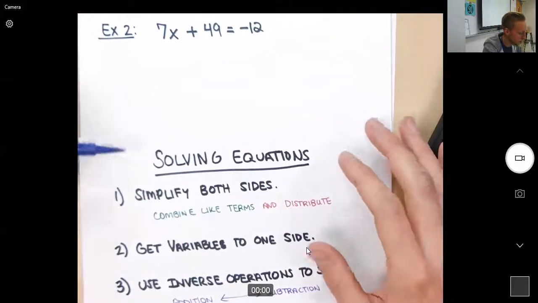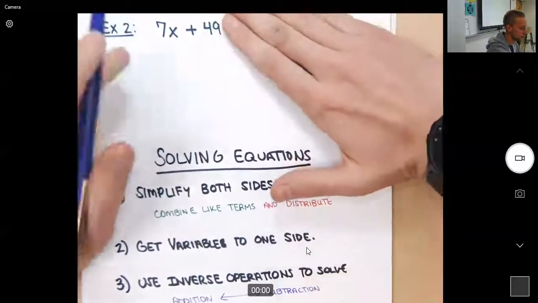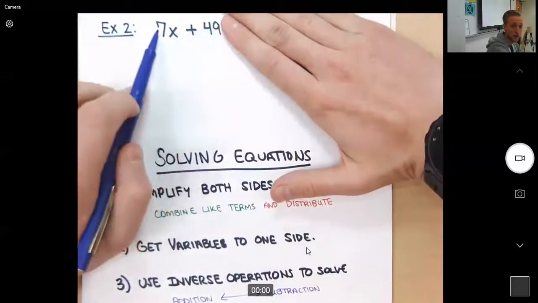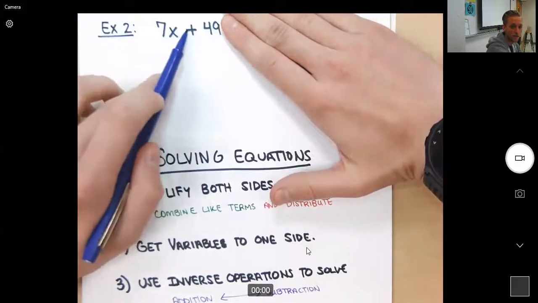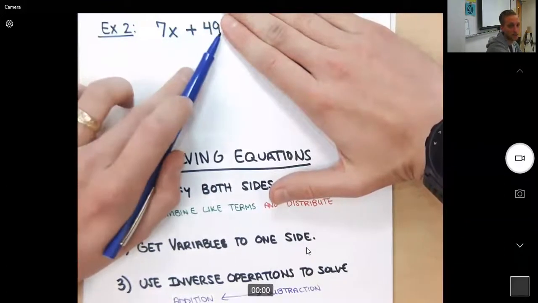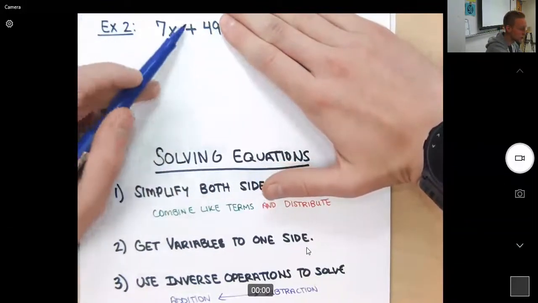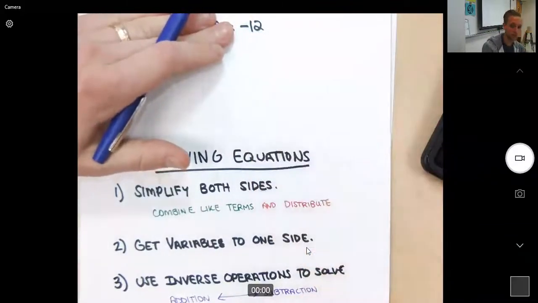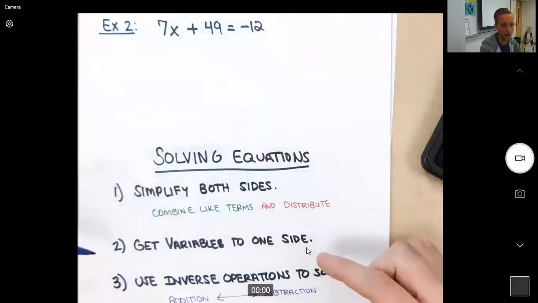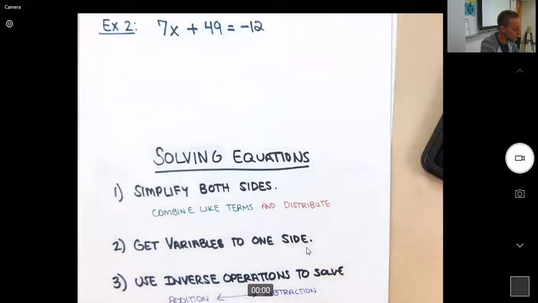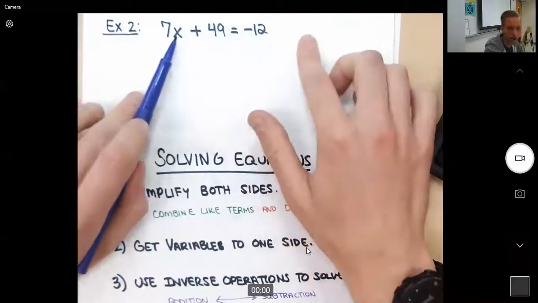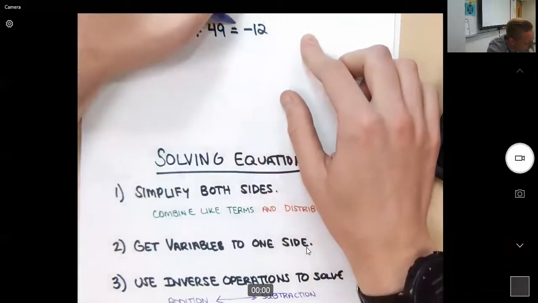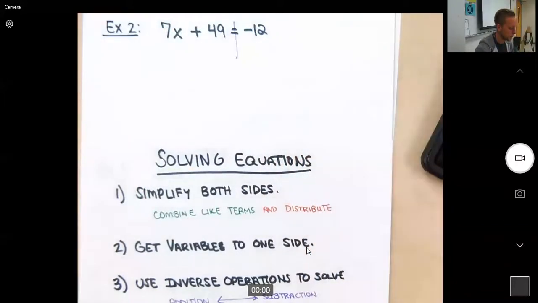So first, I want to check, are both sides simplified? So we have 2 terms here now. However, neither of them have like terms. Like this has an x, this does not. So they're not like terms. There's no parentheses, so no need to distribute. That's simplified. That's 1 term, that's simplified. Check for step 1. Step 2, get your variables to one side. Well, here's x, no other x on this side. We are good there. So we're ready to start solving.